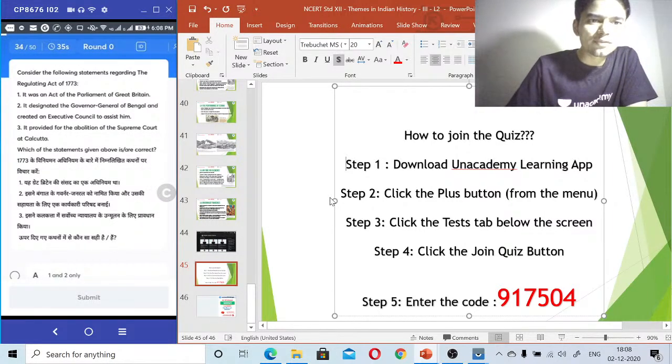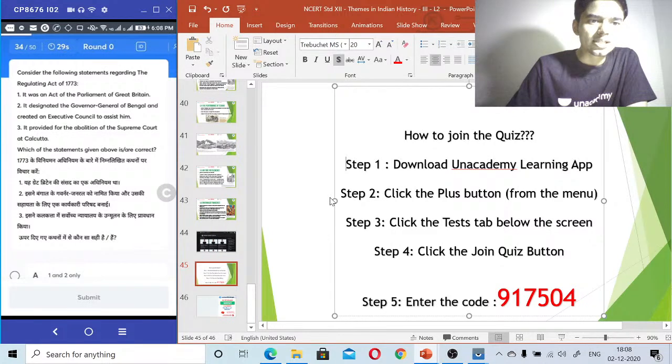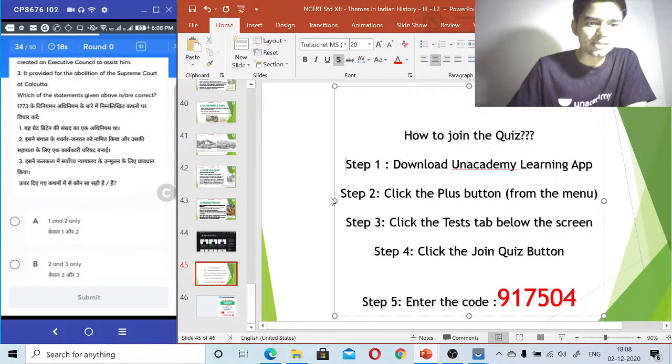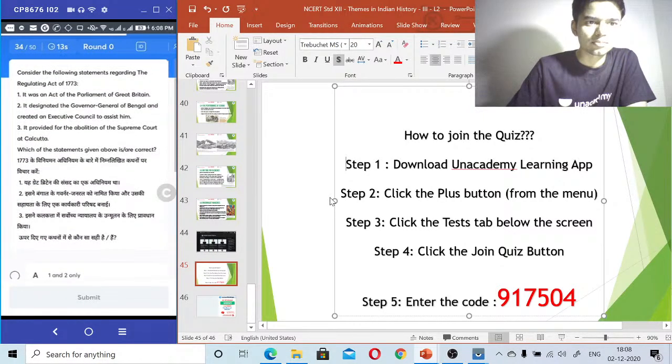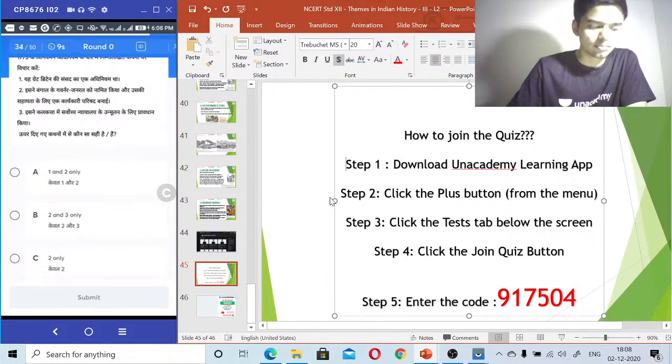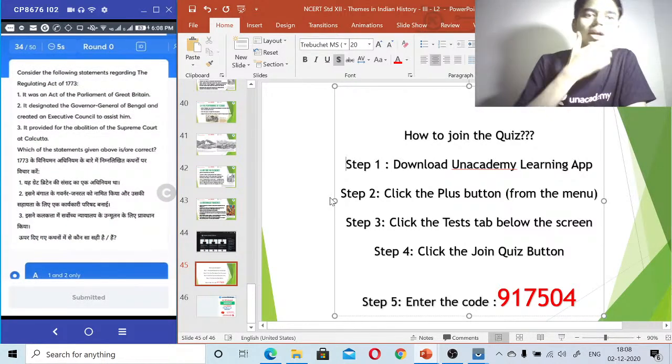34. Consider the following statements regarding Regulating Act of 1773. 1. It was an act of Parliament of Great Britain. 2. It designated Governor General of Bengal and created an executive council to assist him. 3. It provided for the abolition of Supreme Court at Calcutta. Which of the above statements given is or are correct? Regarding Regulating Act.